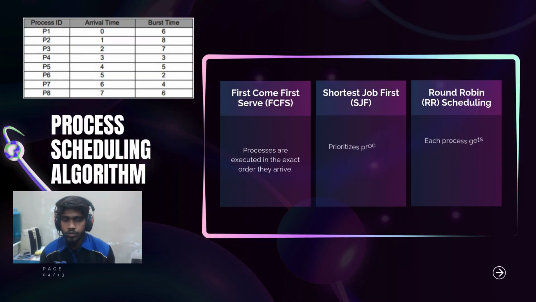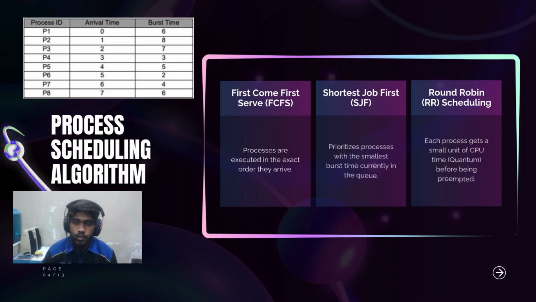Hello, my name is Tarachana Lakiravi and I will now explain the process scheduling algorithms. As we can see, there is a table which gives us 8 different processes with different arrival times and different burst times. So now with this data, I will use the process scheduling algorithms that are given to us, which are first come first serve, shortest job first, and round robin scheduling.